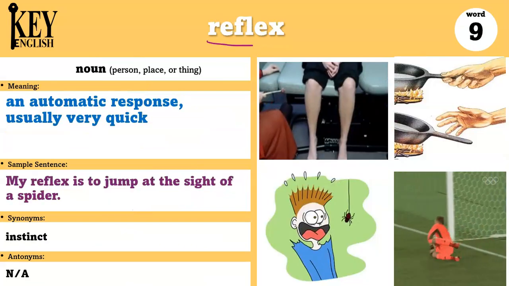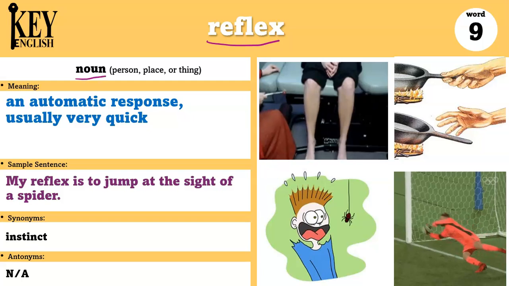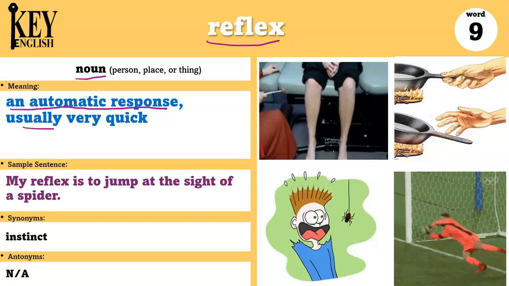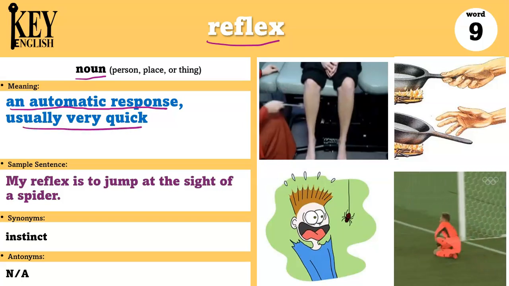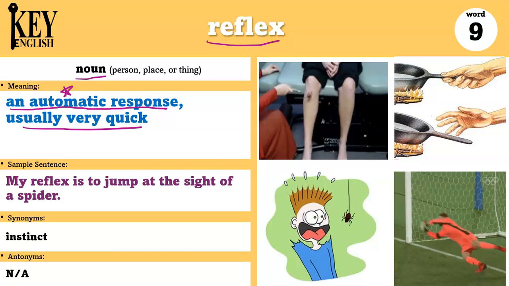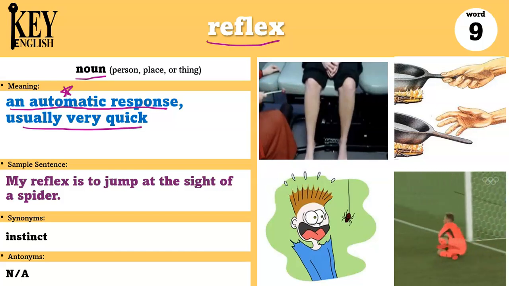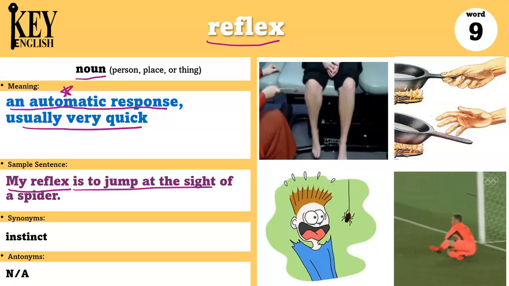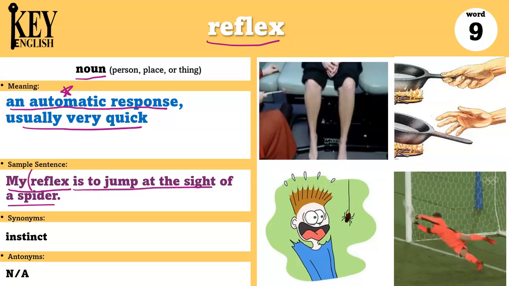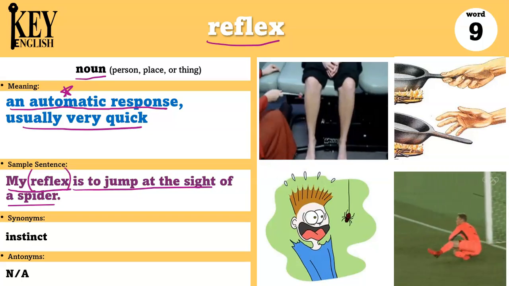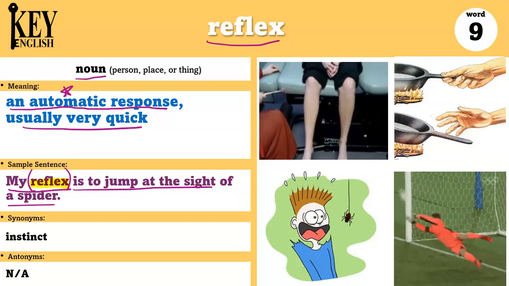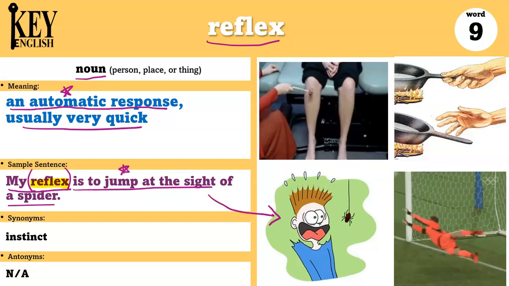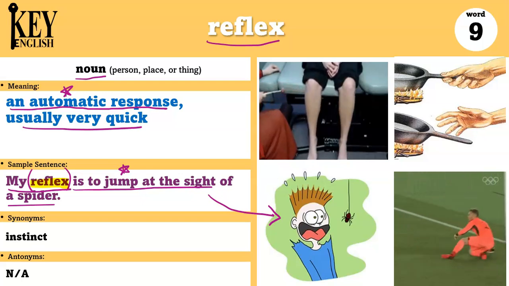Our next word is reflex. Reflex is a noun, and it is an automatic response, usually very quick. Automatic means something that you do right away without thinking about it. For example, my reflex is to jump at the sight of a spider. So the thing that you do right away without even thinking about it is jump when you see a spider. This is called a reflex. Some people will jump and some people will scream.